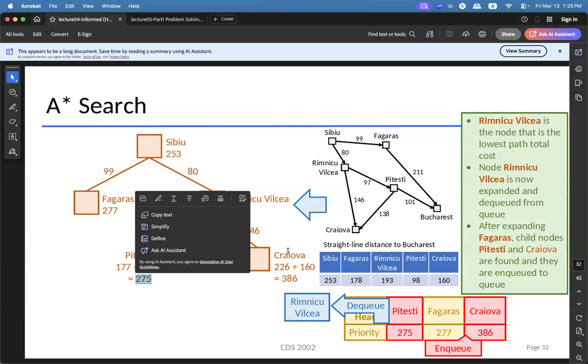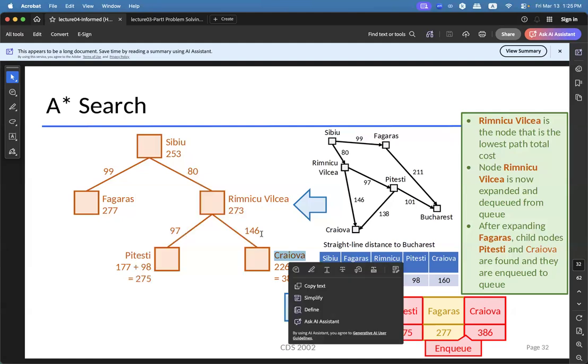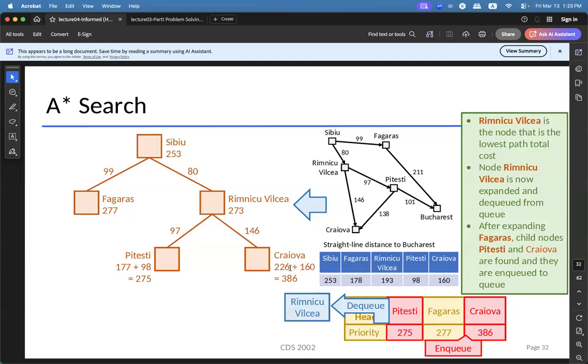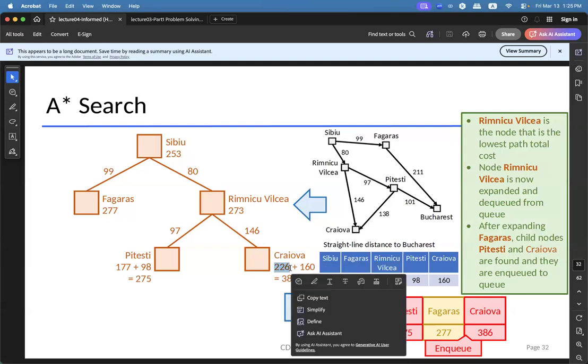Similar to Craiova, you get 80 plus 146, and it becomes 236. 236 is the path cost of Craiova, because when we are counting the path cost of Craiova, we need to count it from Sibiu. If you travel from Sibiu to this Craiova node, it needs to go this way and this way. So the cost is 80 plus 146, and the path cost of Craiova is 236. It is still following the same logic of calculating the path cost.